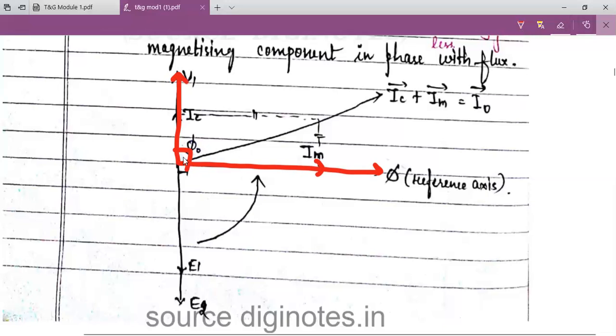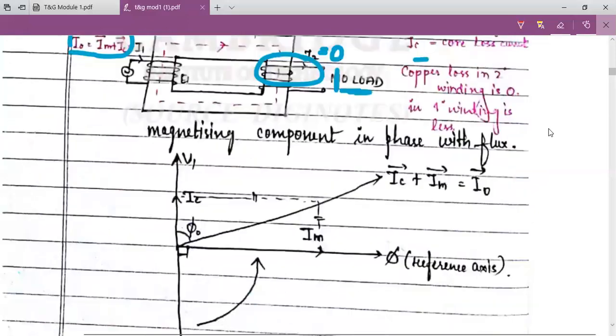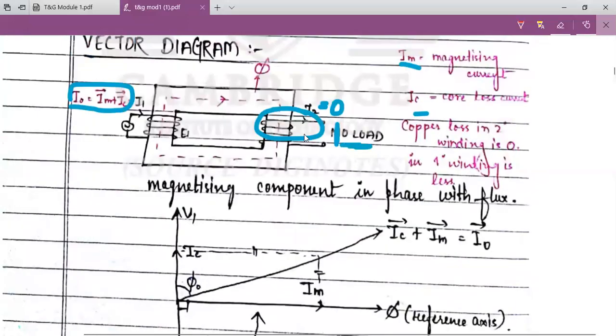Next is IC. So look at the IC here. Why are we writing IC here? IC is in phase with V1. As I told, here the secondary side is open, so there is no core loss in the secondary winding. The core loss which will be present on the primary side will be with respect to V1, so IC is in phase with V1.